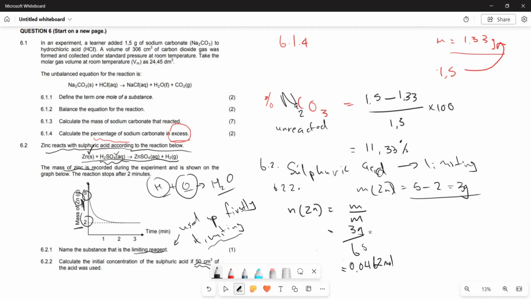Now that you have calculated the mole of your zinc, you will come back and say, look, I have a balanced reaction here. Now, let me compare the ratio of these two things. The zinc is to the ratio of your H2SO4, which is your sulfuric acid. Their ratio is 1:1.